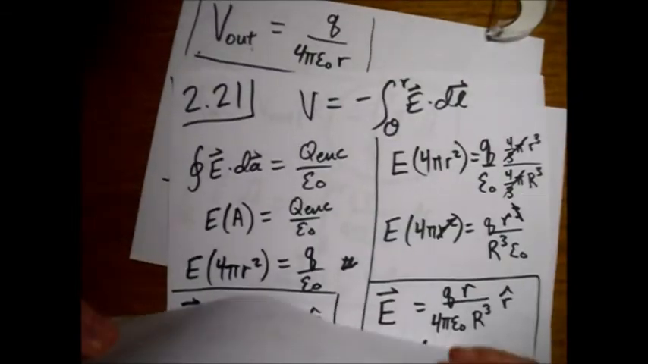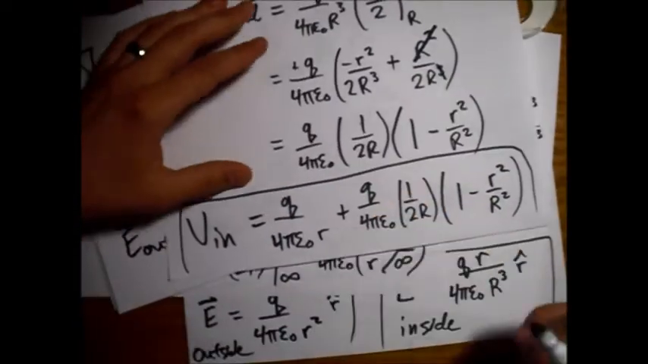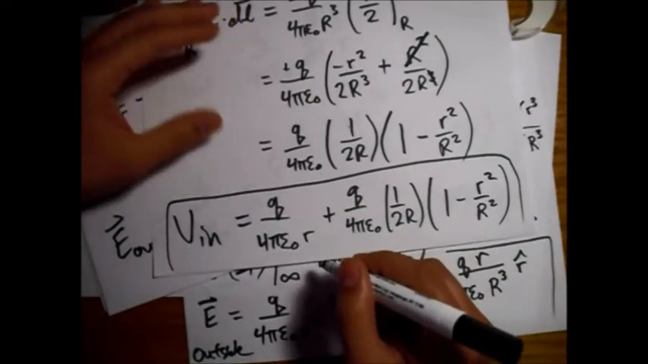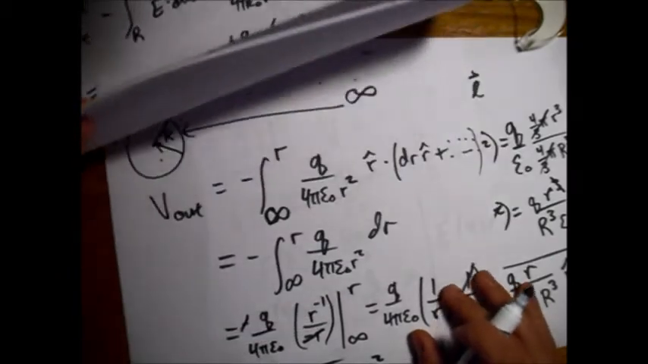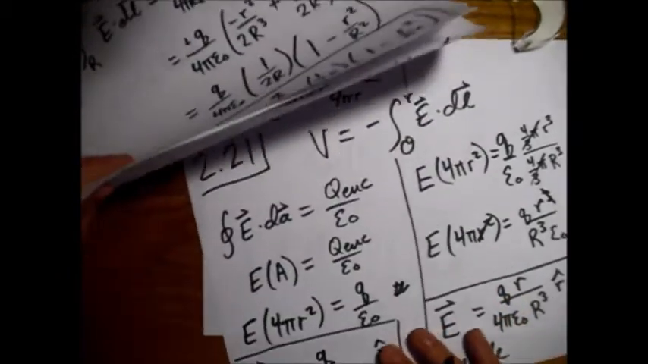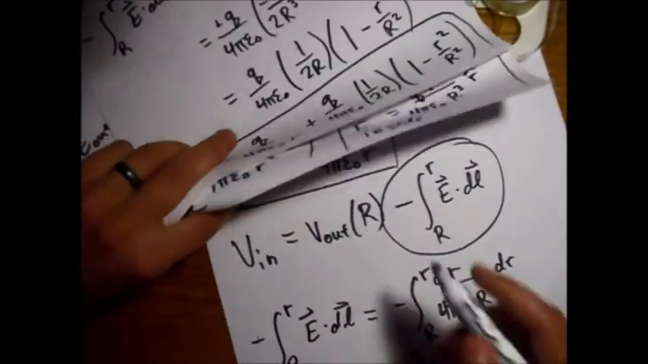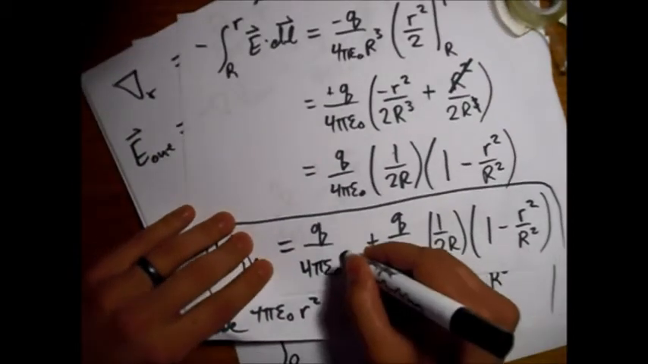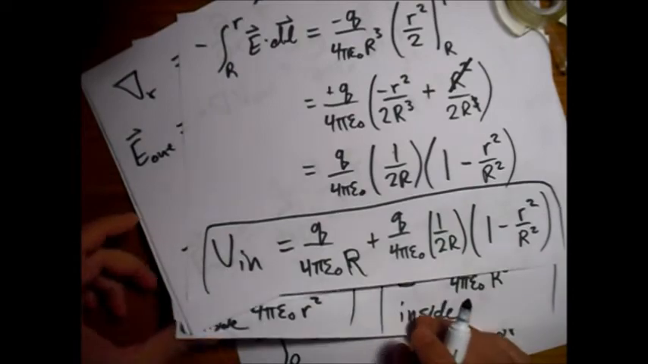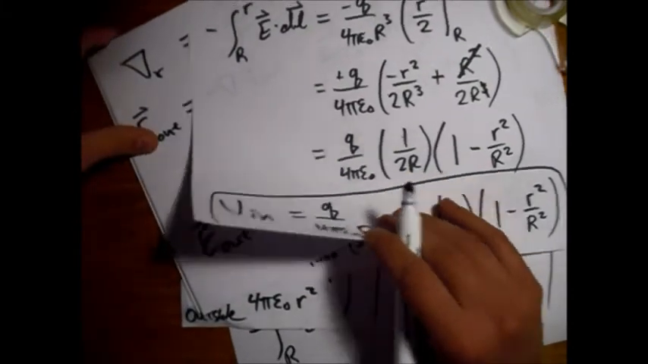Now, while I was emptying my memory card, I also found a mistake that I made earlier on with the field in here. I wrote a little r down here, but if we remember, what I was supposed to do was evaluate this at big R right here, right? So this little r should be a big R. Okay.